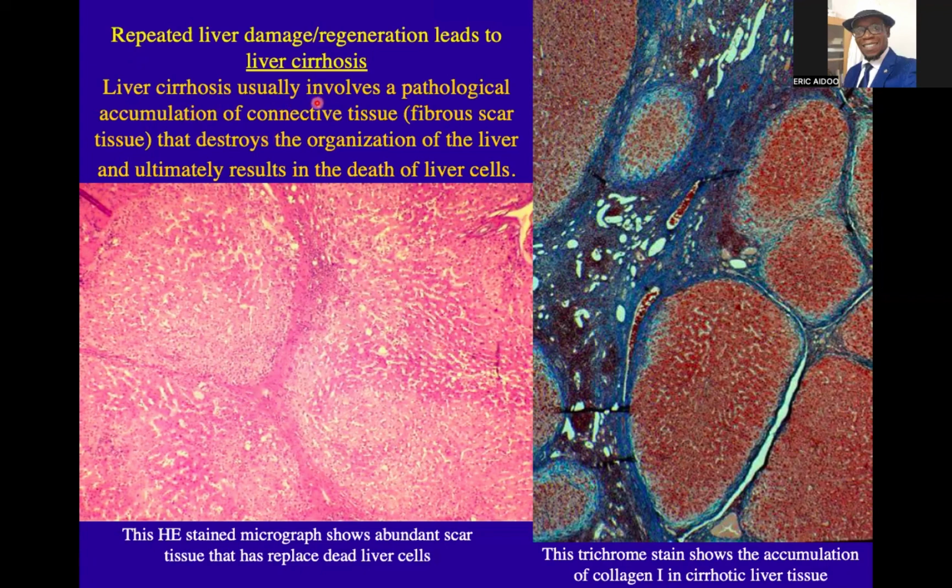So liver cirrhosis usually involves the pathological accumulation of connective tissue, fibrous scar tissue that destroys the organization of the liver and ultimately results in the death of the liver. This H&E stain micrograph shows abundant scar tissue that has replaced dead liver cells. Okay, so instead of having a lot of hepatocytes, they are rather having a lot of collagen. This trichrome stain shows the accumulation of collagen in cirrhotic liver tissues.